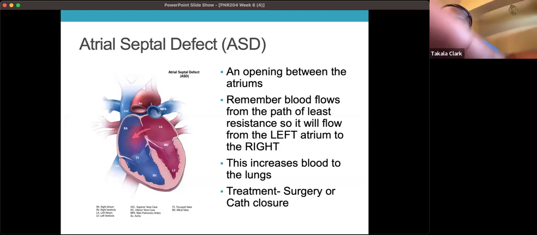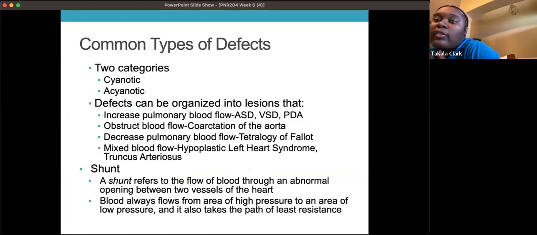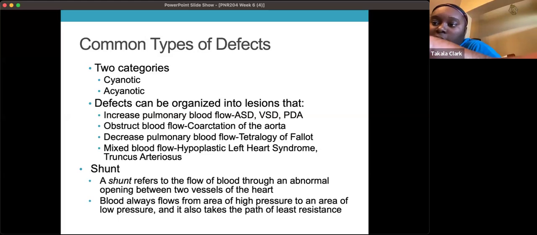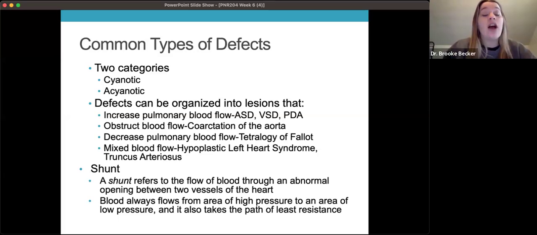I want to verify something. With the cyanotic and the acyanotic, just so that I'm getting it correct, the acyanotic is just the irregular flow of blood, right? So the irregular flow of blood. And then... Acyanotic is increased blood flow to the lungs. Oh, because they are not cyanotic. Those kids are not having cyanosis because that blood keeps circulating to the lungs.